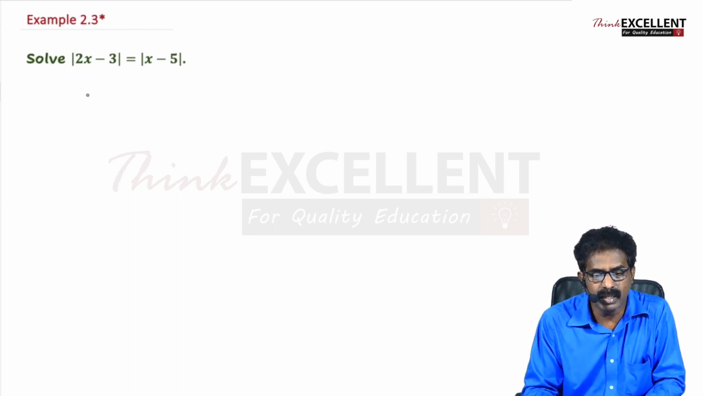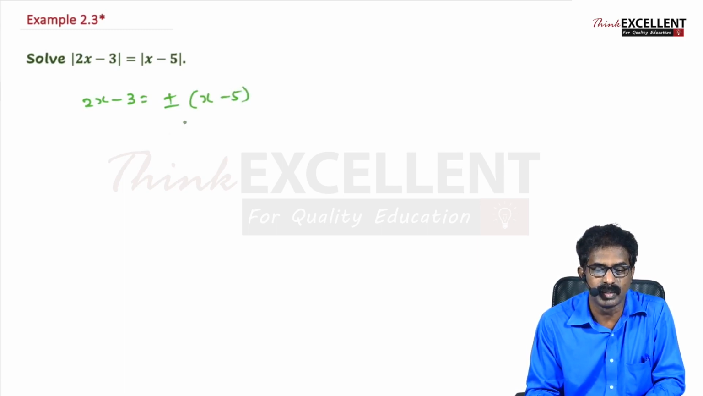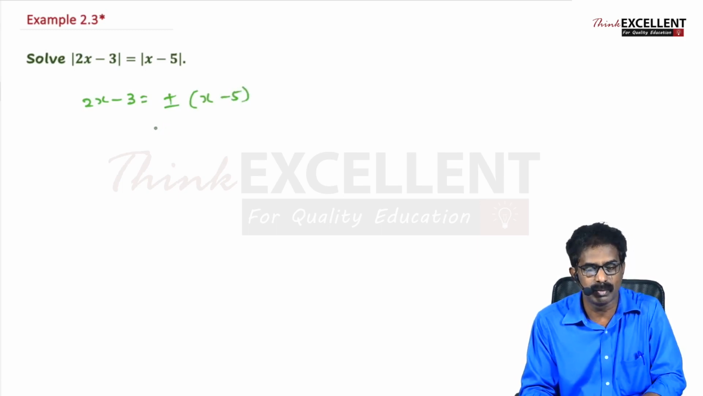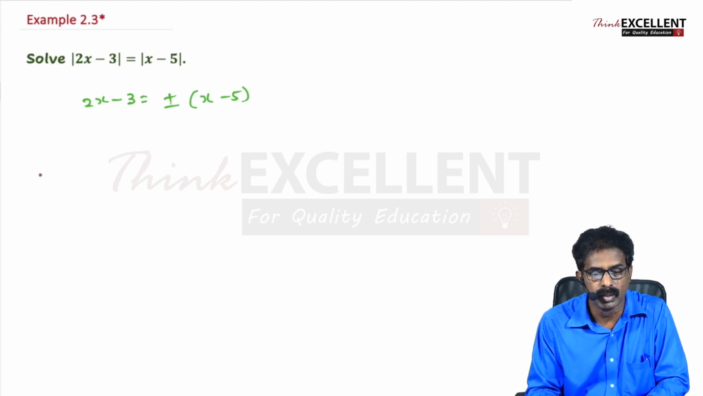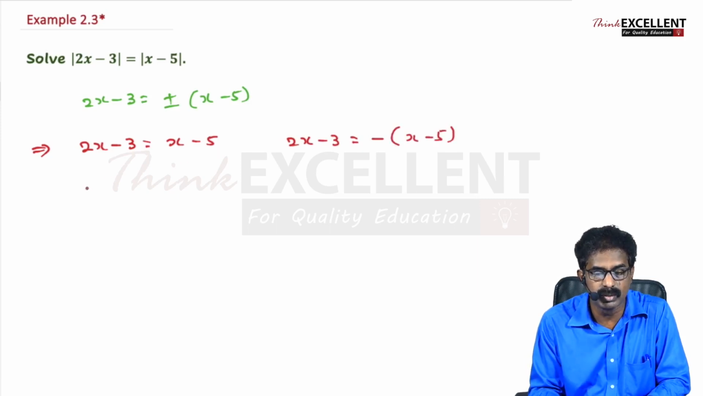So on the left side, what am I going to do now? Mod 2x minus 3 is equal to, you write plus or minus of x minus 5. On any one side you put plus or minus, so you can split into two. The first one: 2x minus 3 equal to plus x minus 5, and another one: 2x minus 3 is equal to minus of x minus 5. You solve both. 2x minus x equal to minus 5 plus 3, or x is equal to minus 2.